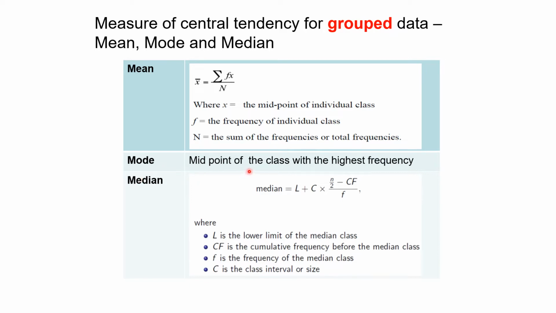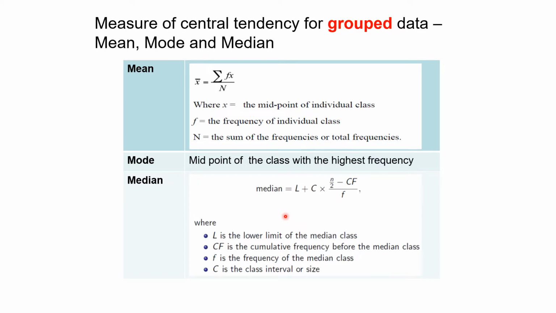And mode is the midpoint of the class with the highest frequency. So if it's grouped data, most of the time it is by class, like 100 to 110, 111 to 120 and so on. So normally you identify the class that has the highest frequency, and then you choose its midpoint as the mode of the data.